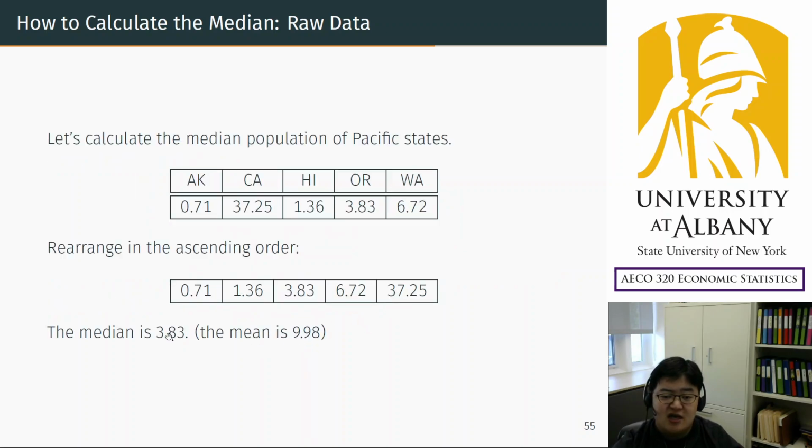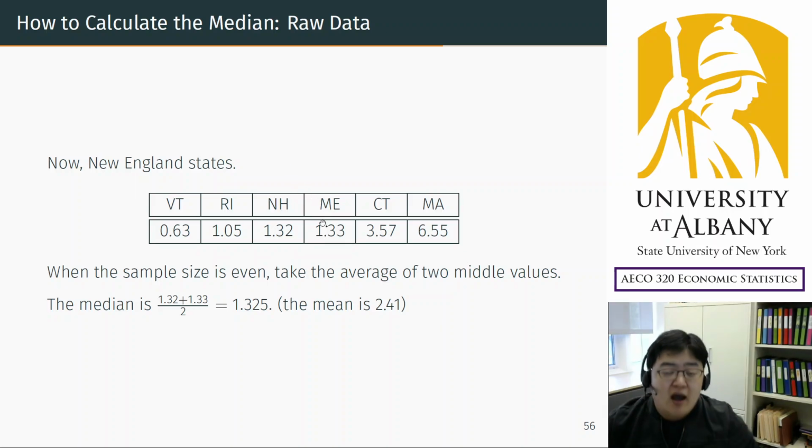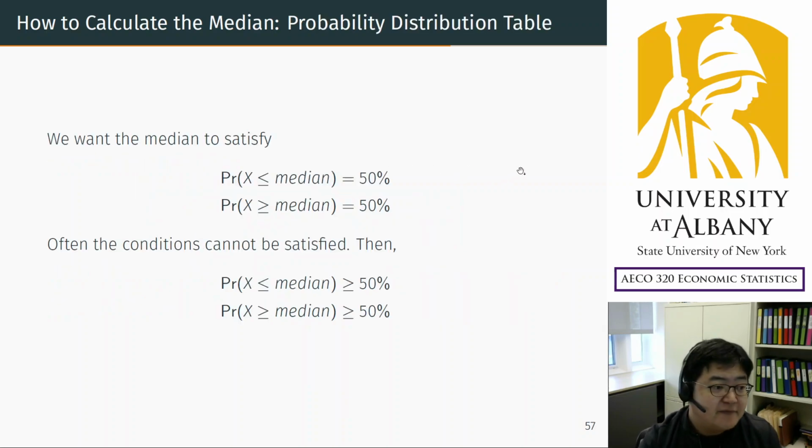Again it is quite different from the mean. In this case, the mean is nearly 3 times larger, and in this case the mean is nearly twice as large. So almost in any case, the mean is different from the median. Keep that in mind. I just explained how to calculate the median when you have the raw data. It is straightforward. However, when you have probability, it is not that simple.